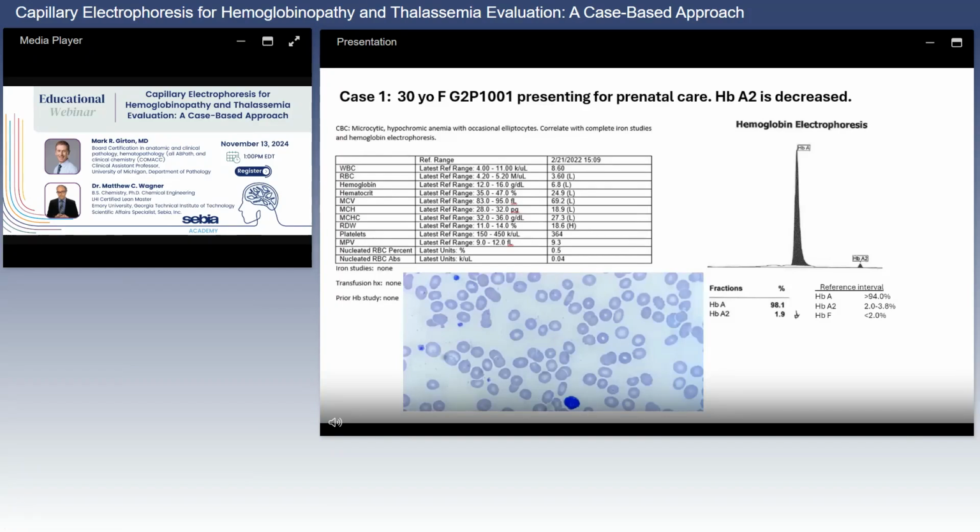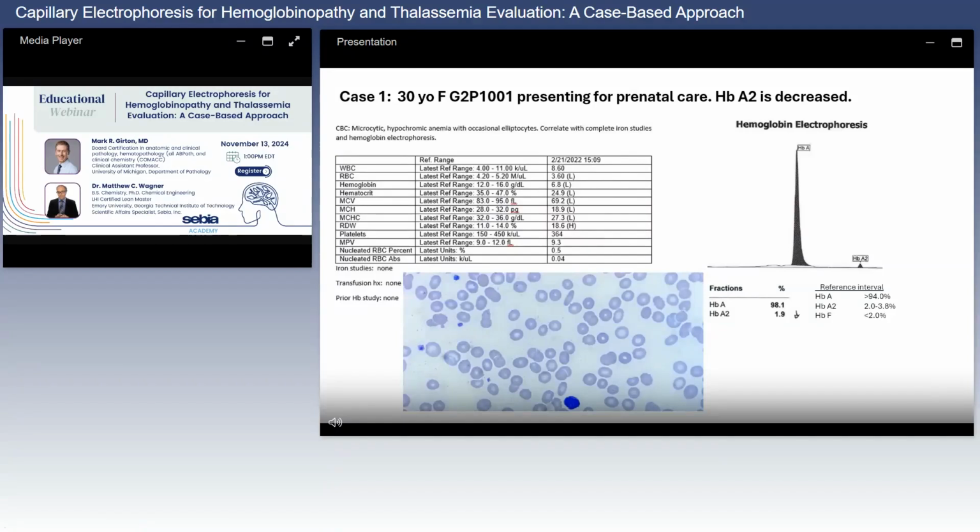Hemoglobin A2 is decreased. On the right side of your screen, you will see an electrophoregram with a major peak representing hemoglobin A. And below it, you see the fractional percentage of each hemoglobin, A being 98.1%, hemoglobin A2 being 1.9%, which is just slightly below the reference interval that you see on the right, which ranges from 2.0 to 3.8%.